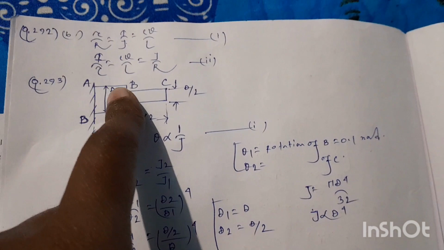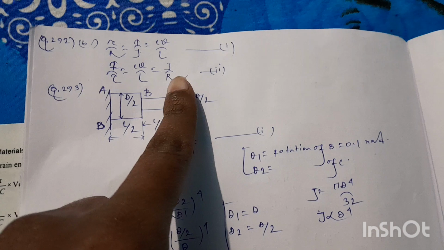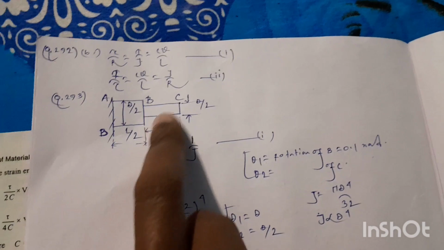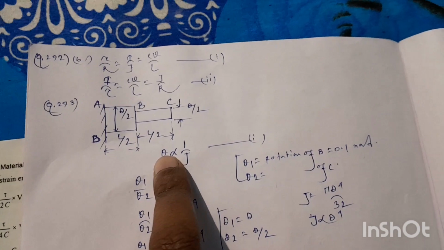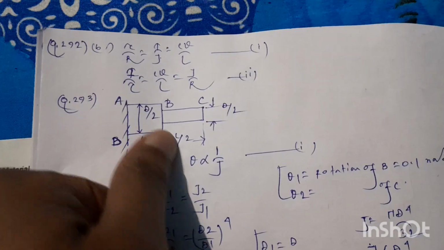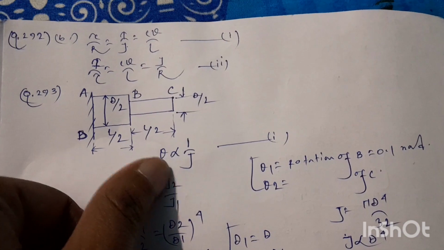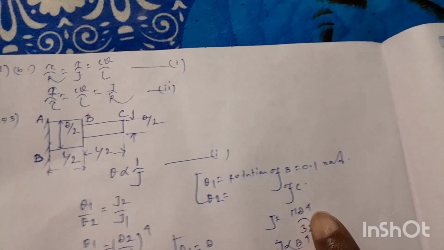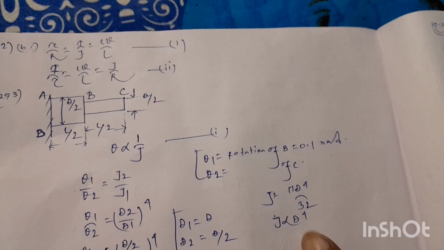From the torsional equation, T by J equal to C theta by L equal to tau by R, we can write theta is inversely proportional to J, where J is the polar modulus of the shaft and theta is the rotation of the shaft or angle of twist. So from this figure, the rotation theta 1 divided by theta 2 will be equal to Z2 divided by Z1, and Z will be equal to pi d to the power 4 divided by 32. So Z is proportional to d to the power 4.